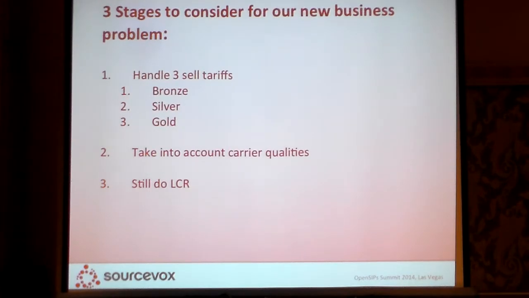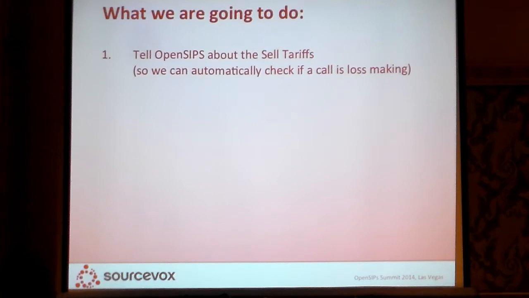So we've now got our new business problem. We've got 3 sell tariffs to deal with: bronze, silver, and gold. We want to take into account carrier qualities, and we still want to do least cost routing. We still want to move to the cheapest carrier that will give us our gold level of call quality without losing money. So this is what we're going to do.